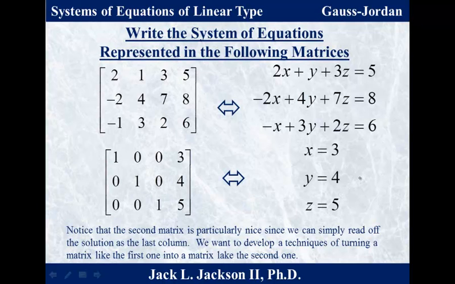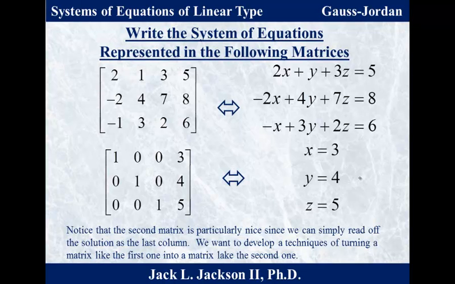So if we use x, y, z and go across left to right, then this would be represented as 2x plus y plus 3z equals 5. Negative 2x plus 4y plus 7z equals 8, and negative x plus 3y plus 2z equals 7. So that system is what's represented by the first matrix. Look at the second one.